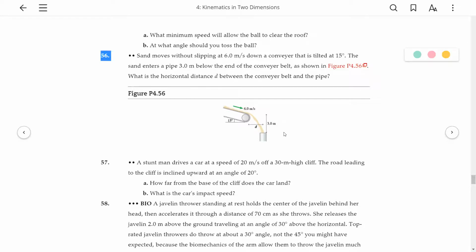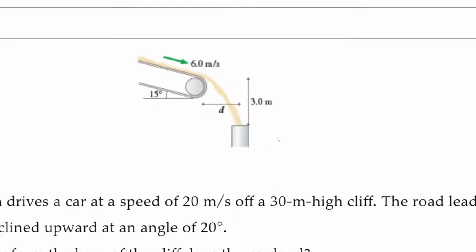This is the one about the sand moving down the conveyor belt in some factory, and it slips off the end of the belt, and it's been designed just so that the sand falls into this pipe where it's taken off somewhere else. So we're given the dimensions here.